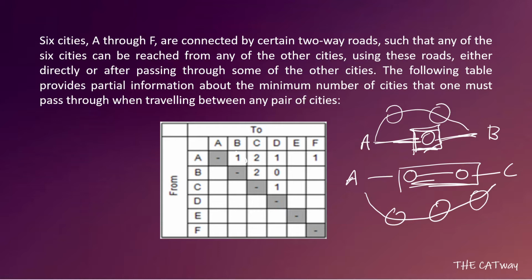Now let us solve this. Let us solve the set. So it has been given that between A and B there is one city. That means A and B are not connected. Between A and C, two cities, A and C are not connected. A and D, one city, A and D are not connected. A and F, one city, A and F are not connected.